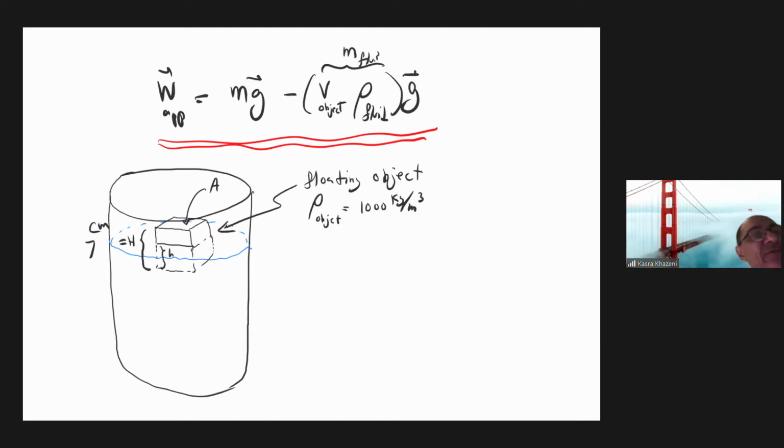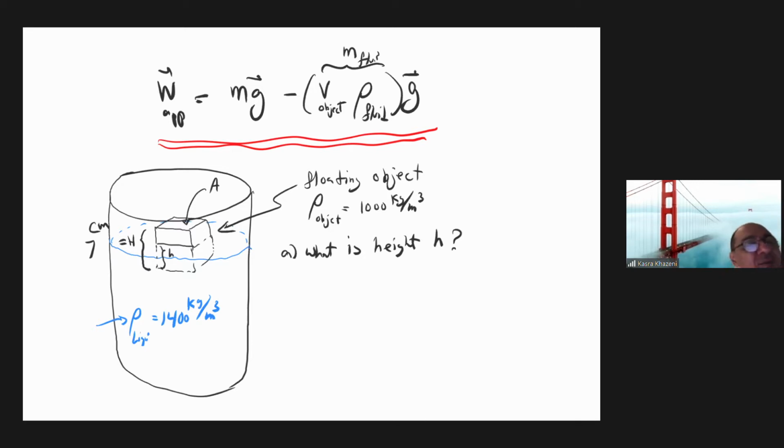The fluid here is a liquid with a density of, let's say, 1,400 kilograms per meter cubed. Now the question is, what is the height little h? In other words, how much of this box that is floating is under the surface of that liquid? So that's the question. How do we solve this problem?